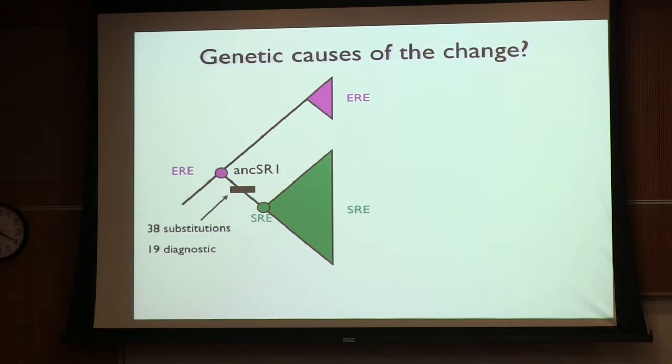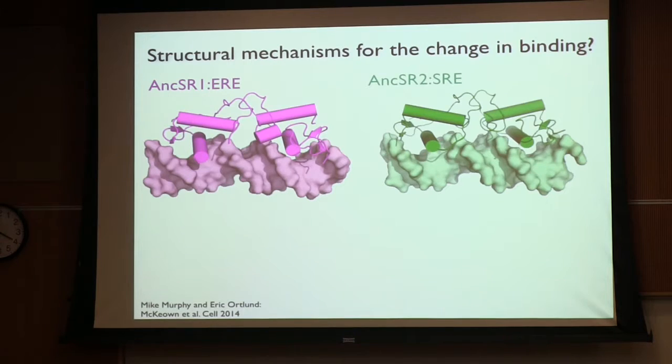conveniently. So we looked at phylogenetic pattern to identify substitutions that are diagnostic in the sense that they're conserved in one state in the SREs and conserved in a different state in those in the ERs that bind ERE. And unfortunately, there's still 19 of those. So that's still a lot. So we used structural information to narrow down our candidates further.